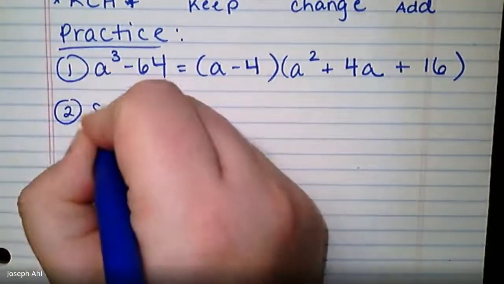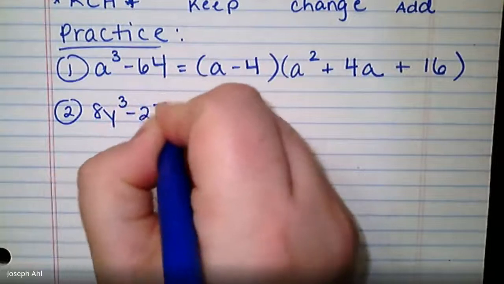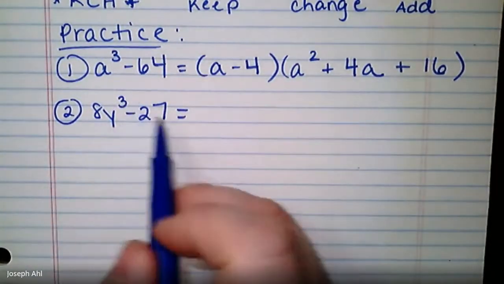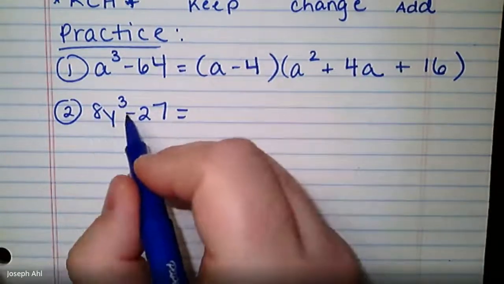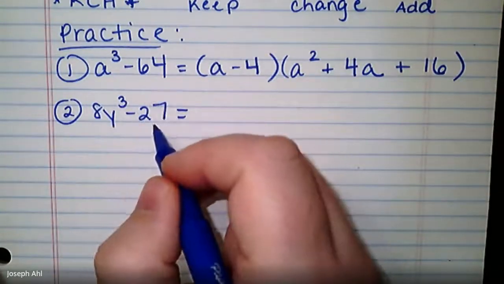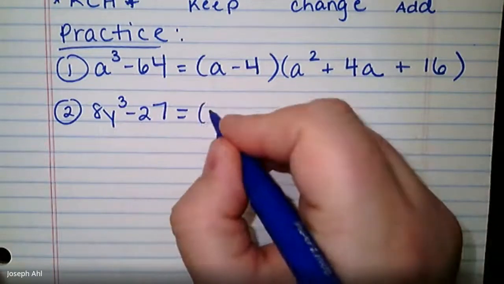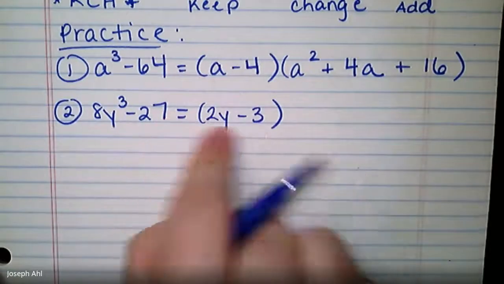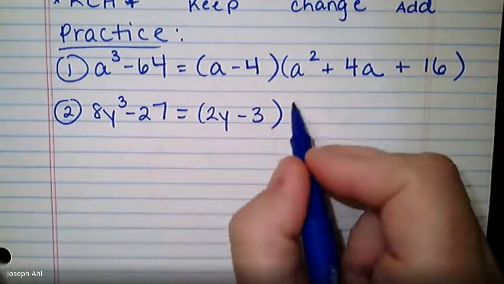All right, how about 8y cubed minus 27? Okay, so 8y to the third minus 27. These are both perfect cubes. Remember, 8 is 2 cubed. 27 we saw earlier is 3 cubed. So this would start off as 2y minus 3. That's the cube root of each of these terms, and that's what your binomial should look like.